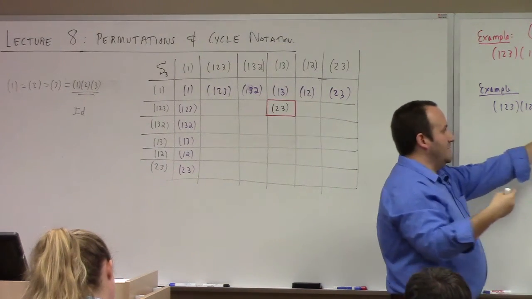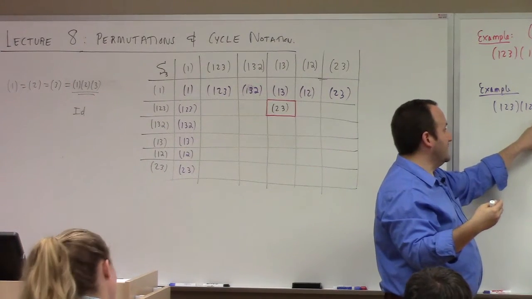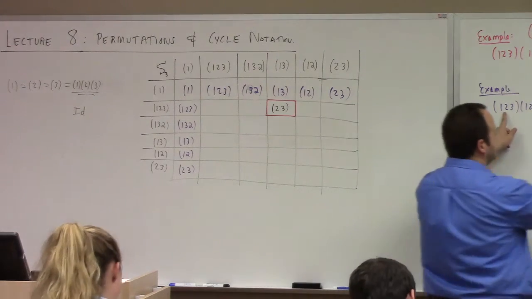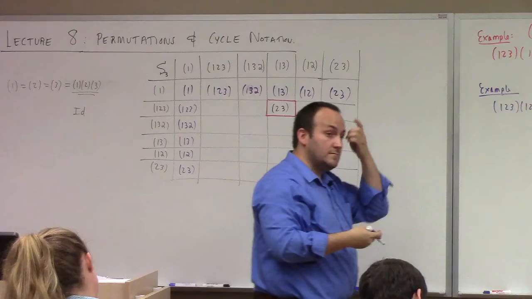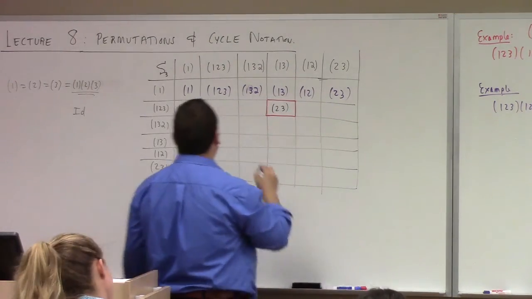So then I go, okay, 3. I go back to here. Where's 3 go to? 3 goes to 1. Then where's 1 go to? 2. We're done. Once you have all 3 numbers there, you're done. So (1 3 2).